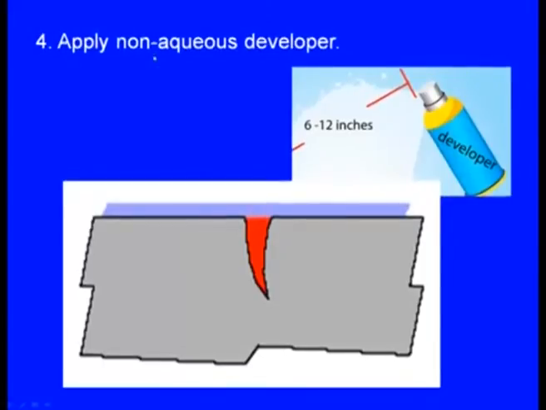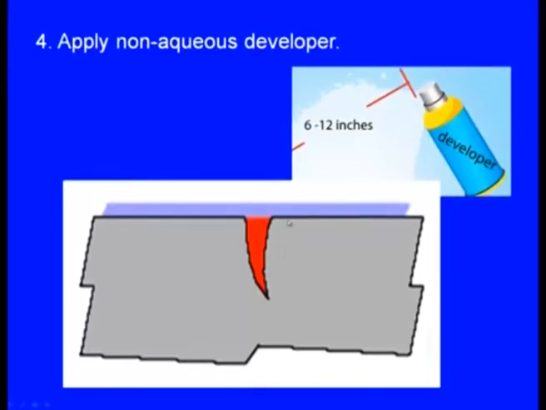Next step, apply non-aqueous developer. So, this is the second reagent we will be using. Now, this is the third reagent we will be using. Now, you can see here this developer is falling on the surface of the component, and there must be a distance of 6 to 12 inches from the developer can to the surface of the casting. Then what will happen?